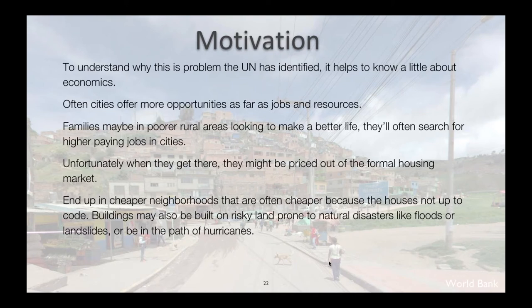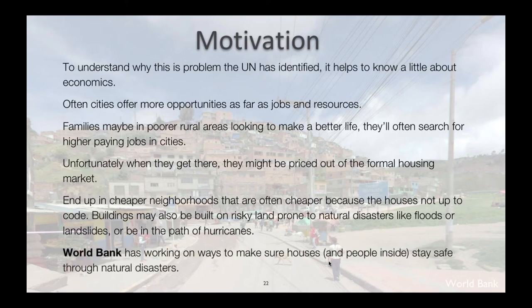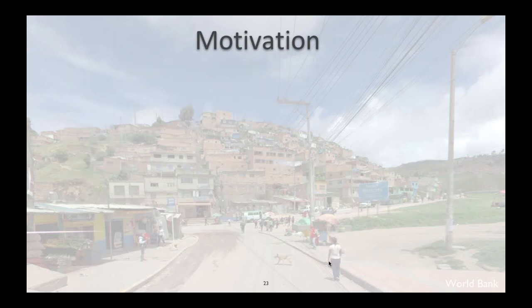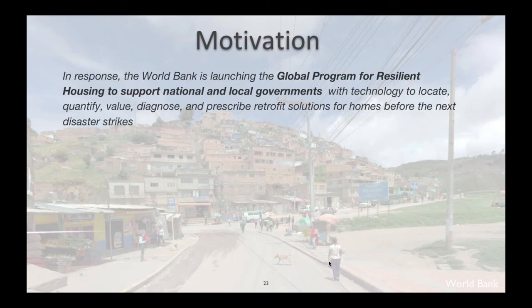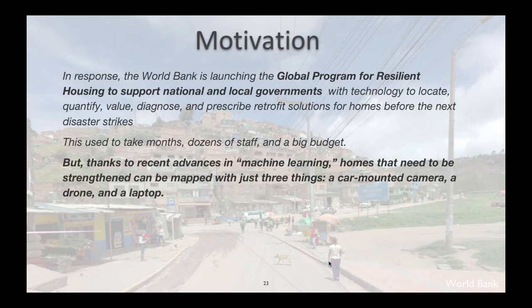They're working on a global program for resilient housing, and identifying the houses that needed to be retrofit for the next disaster used to take months, dozens of staff, and a big budget. But thanks to recent advances in machine learning, homes that need to be strengthened can be mapped with just three things: a car-mounted camera, a drone, and a laptop, and that's what we worked with. The resulting program is called Housing Passports, which provides information about each home.